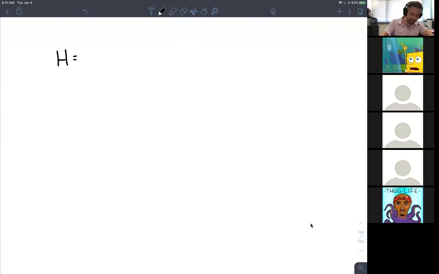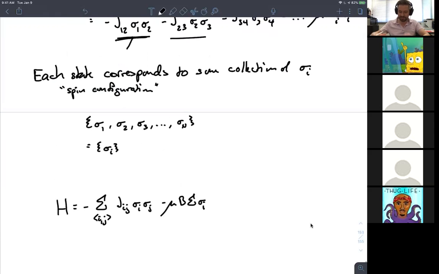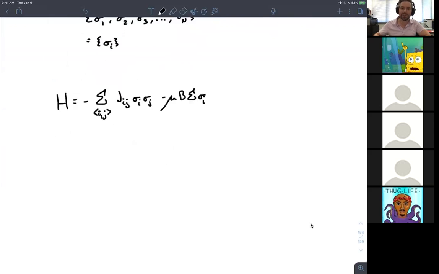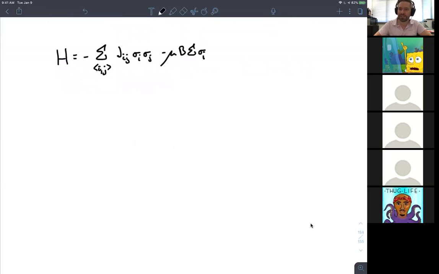H is equal to minus sum over ij of J_ij sigma_i sigma_j, minus mu B sum over i of sigma_i. Okay, now, so that is our Hamiltonian. And now we've talked about what that means. And so now we're prepared to take the next step together, right?